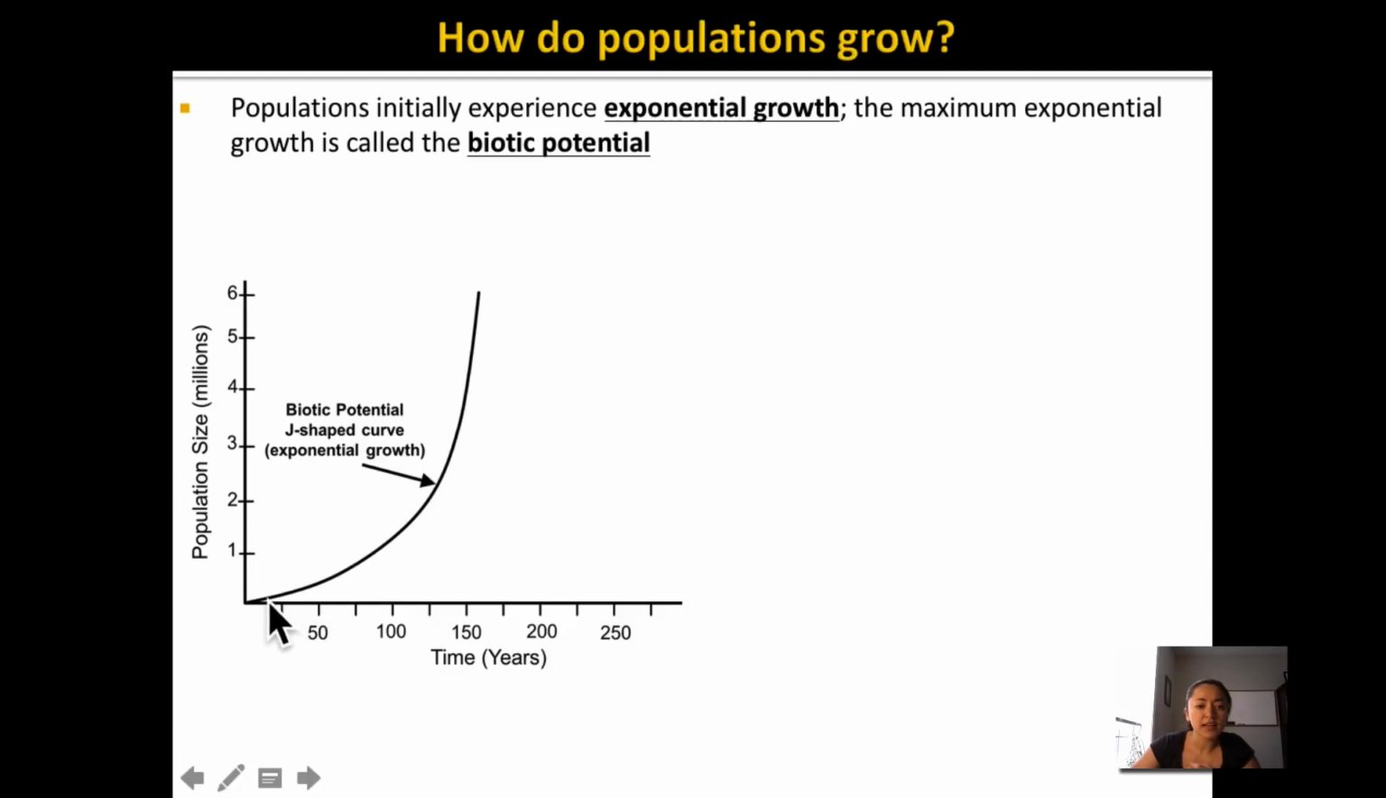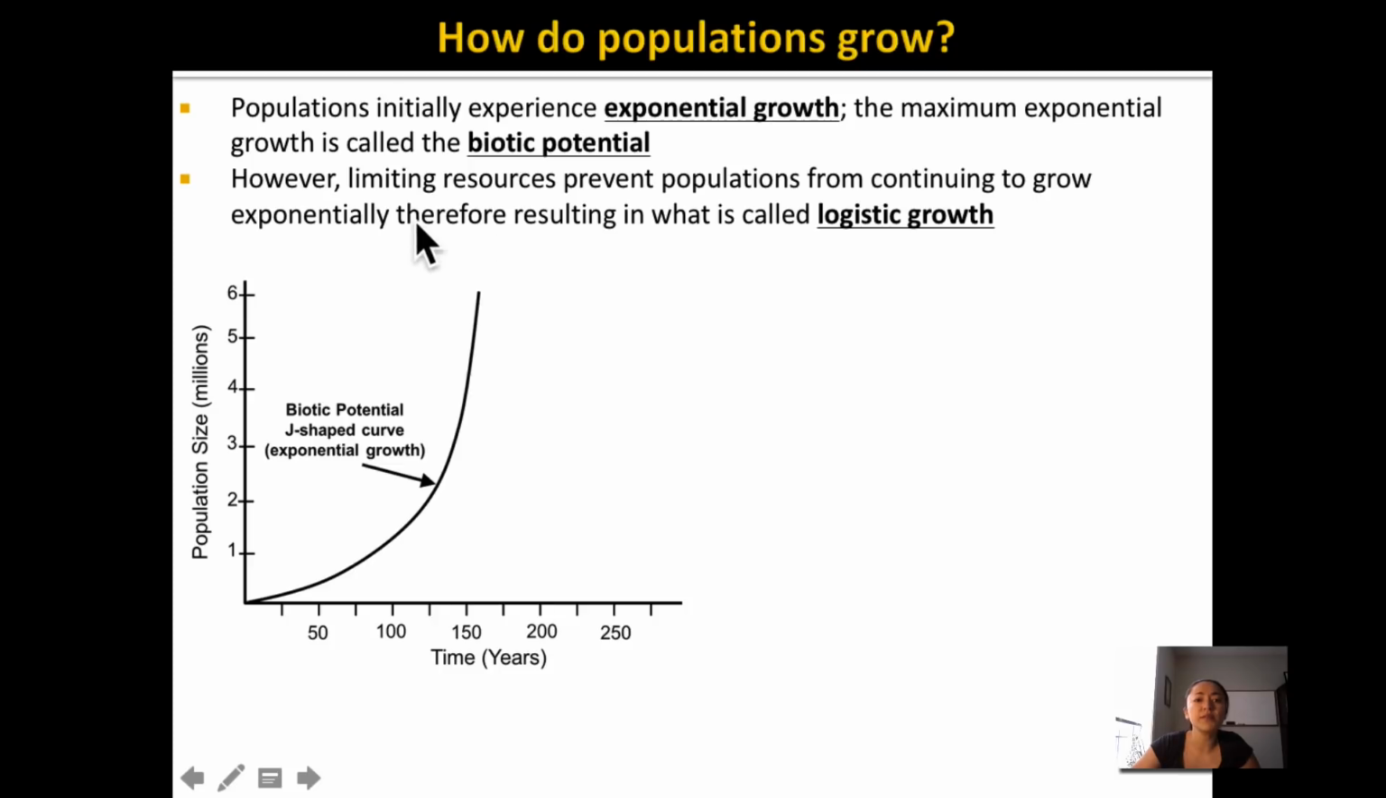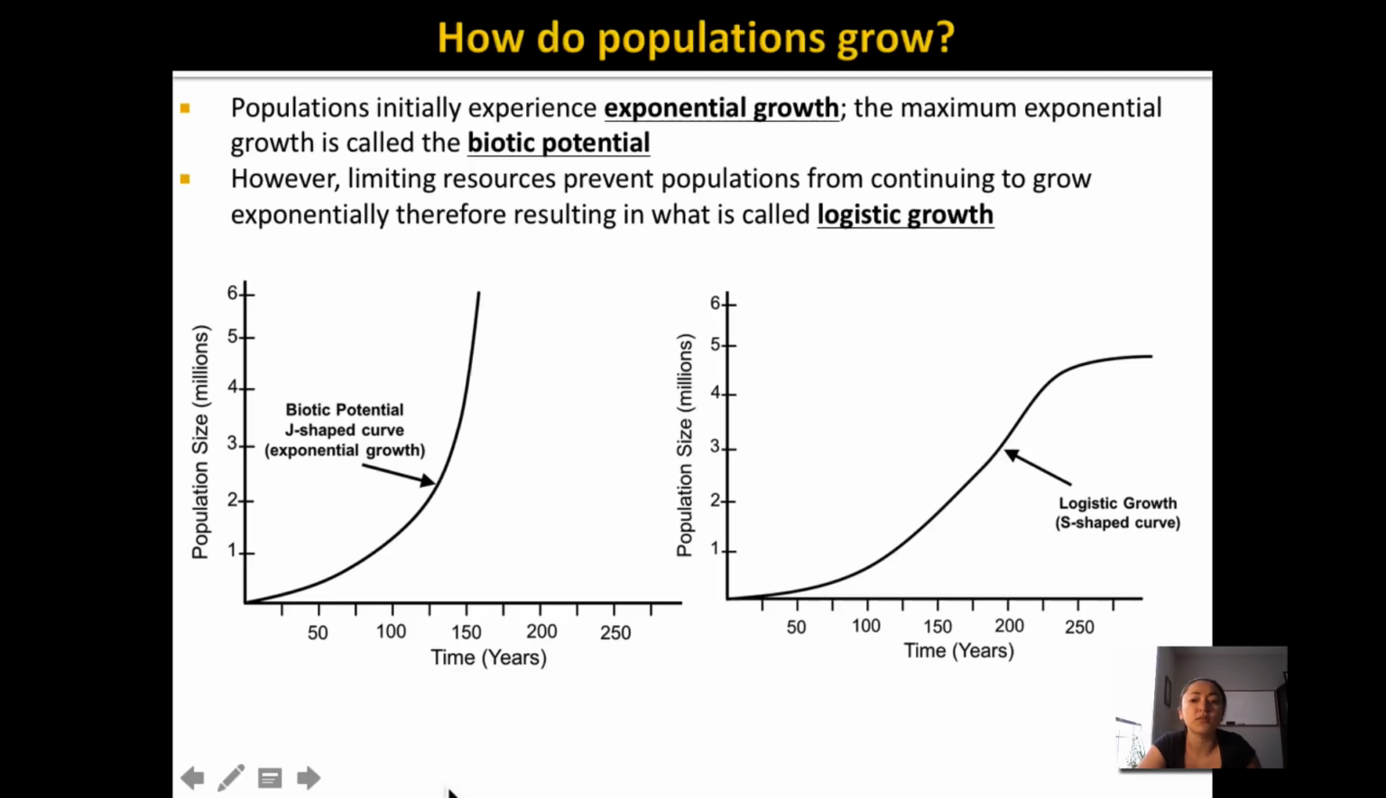So notice that as a population gets larger, the amount of growth is greater, and we start to see this really steep increase eventually. However, do you think a population could continue growing exponentially forever? Well, actually, usually what will happen is eventually some sort of limiting resources will prevent that population from continuing to grow exponentially. Therefore, a population in the long term will experience what we call logistic growth.